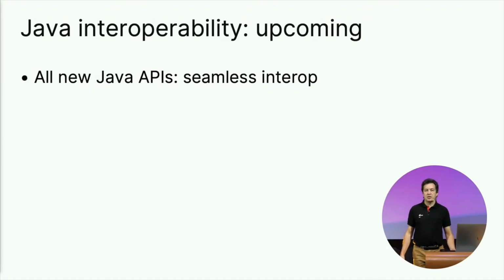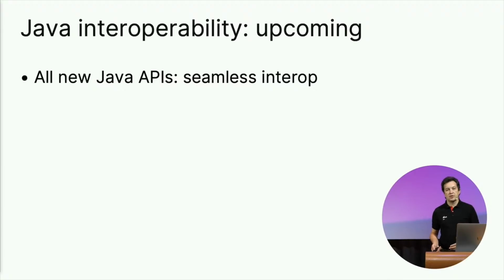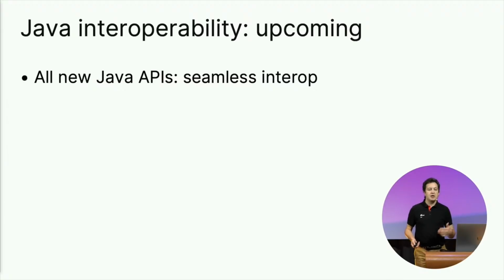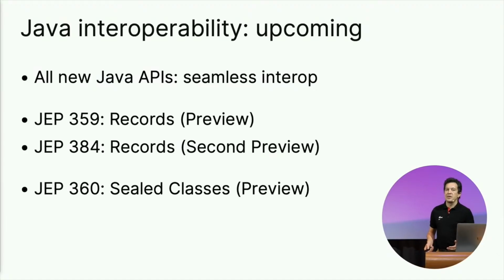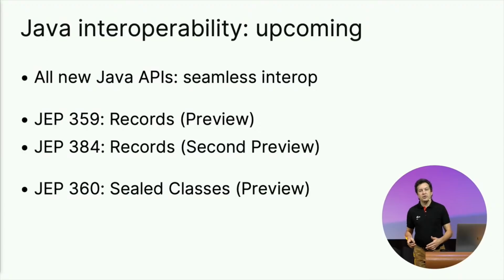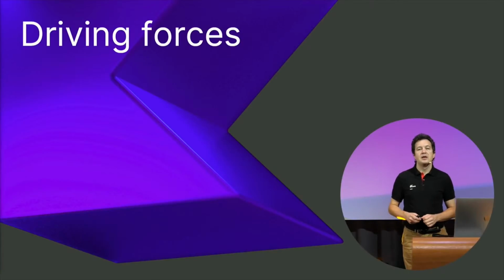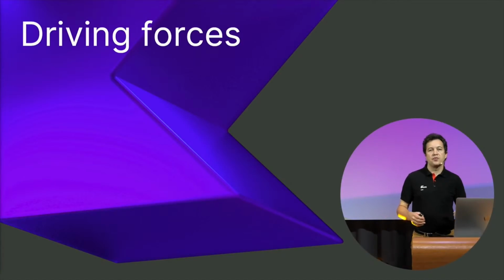to Kotlin users. However, Java as a language is also evolving and adding new features. In particular, Java is adding records, and Java is adding sealed classes. And we will be making sure that Kotlin code can interoperate with those as seamlessly as with all the existing features of the Java language. That was the near future.